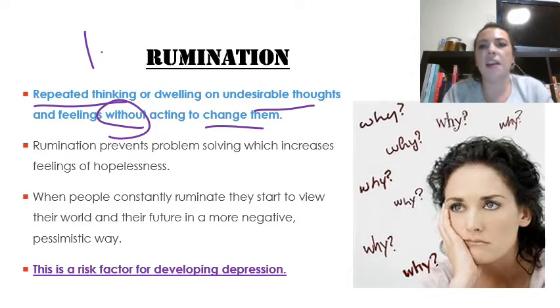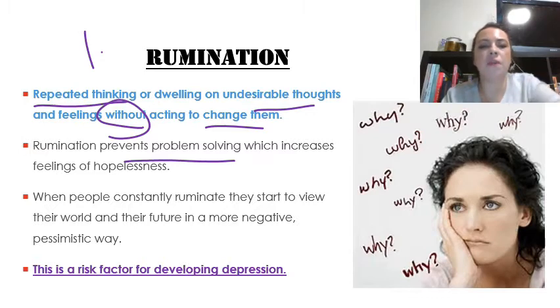Rumination is focused on things that have happened in the past. So, for example, if you were still upset about the SAC that you did at the beginning of the year, and you kept thinking about it over and over again, then that's more likely to be rumination.